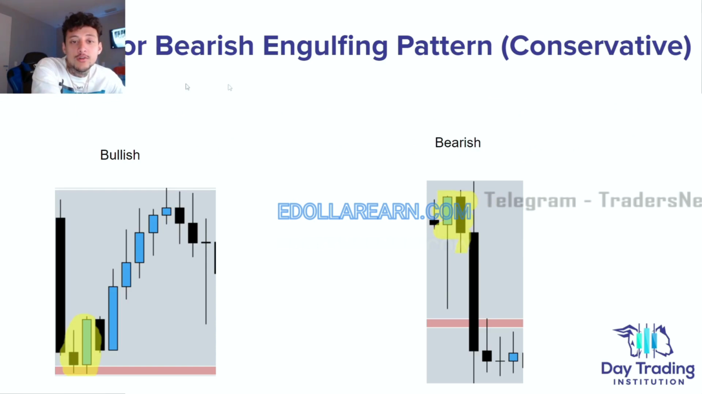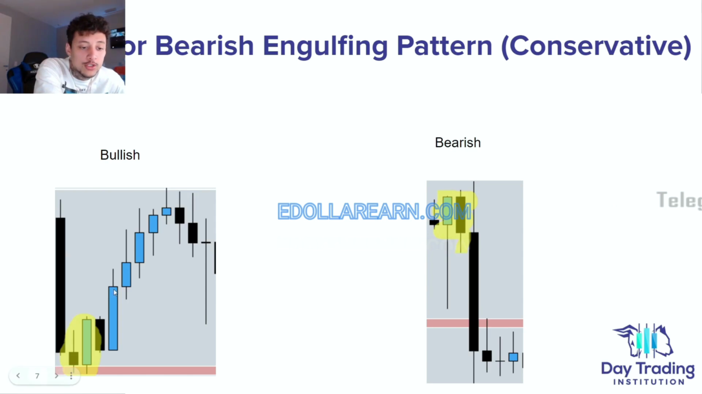Now, our conservative entry number one is probably going to be one of my favorite entries, which is the bullish engulfing candlestick, right? So in this situation, if we look at the bullish or the bearish engulfing, notice how this candlestick closed above the open of the previous candlestick. That's going to be considered an engulfing candlestick.